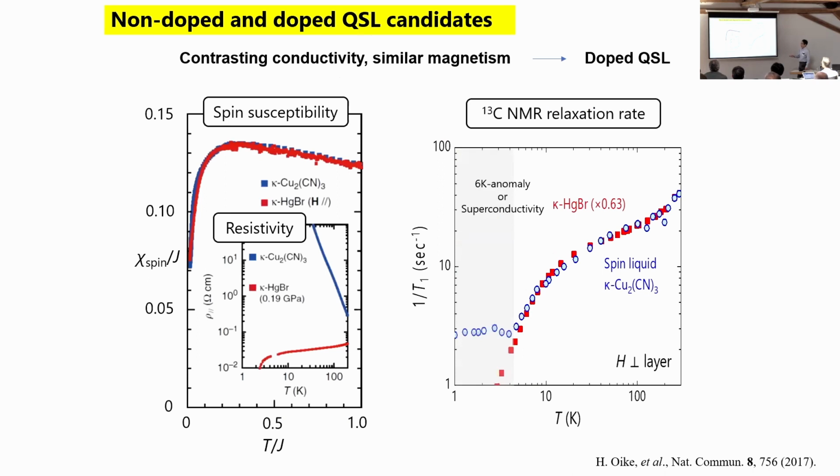At room temperature, J for this material is 160 Kelvin. And for the non-doped case, 250 Kelvin, much larger. This J is consistent with the rough estimate of t squared over U.